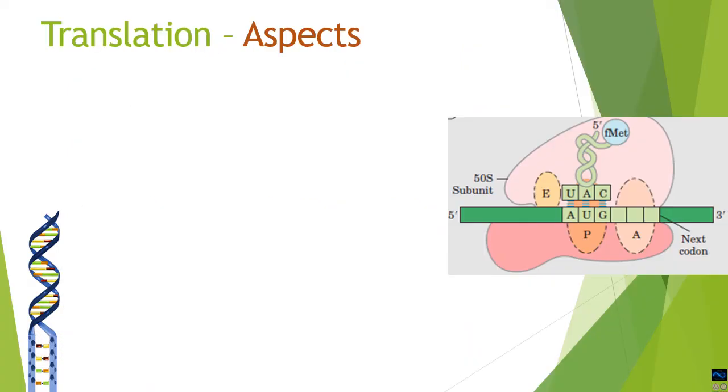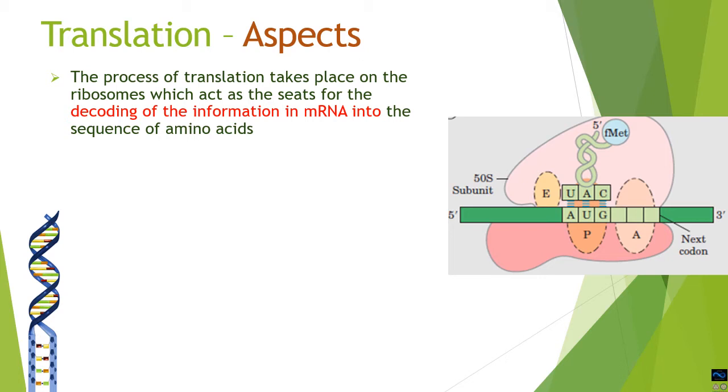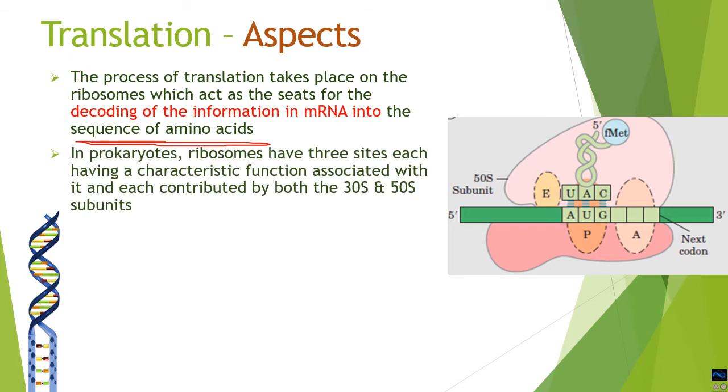Further moving to the aspects of translation, one of the important aspects of the translation process is the requirement of a certain machinery, which we now know is the ribosomes. Ribosomes act as the sites or seeds for the decoding of the information in the mRNA molecule, which is to be put as the sequence of amino acids to synthesize the polypeptide. And in order to decode the information in the mRNA, the prokaryotes have three different sites for decoding the information and carrying out the translation process.